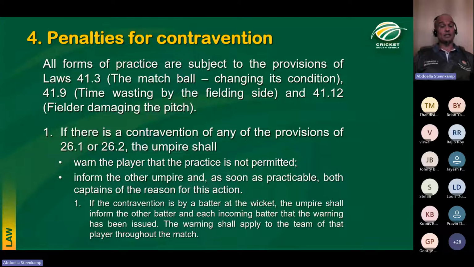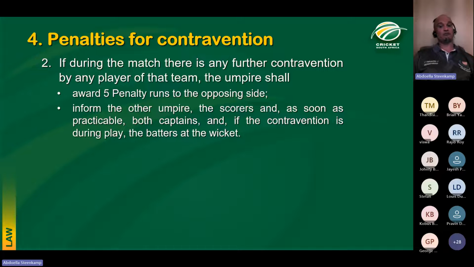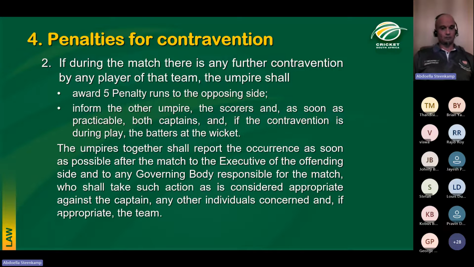This warning applies to the team throughout the match, not the innings, throughout the match. If at any time during the rest of this game there's again a contravention, you'll give 5 penalty runs to the opposing side. You'll inform everyone and you report this to the governing body of cricket for that particular competition.